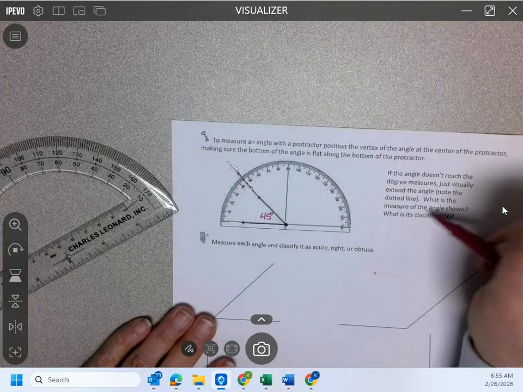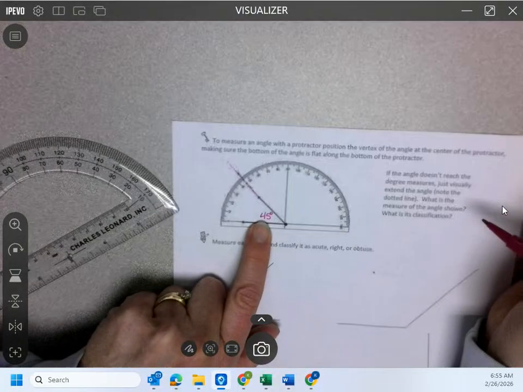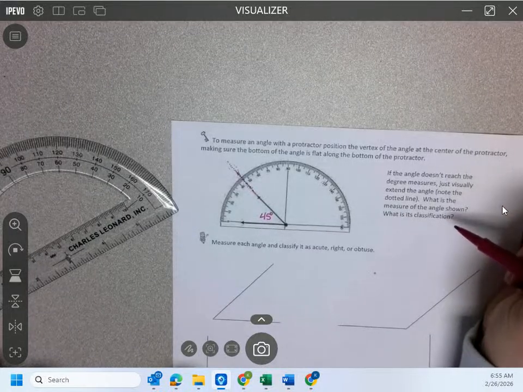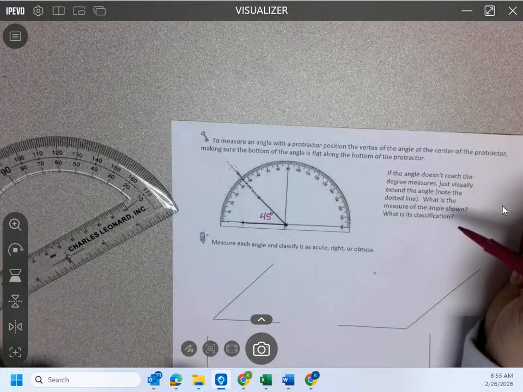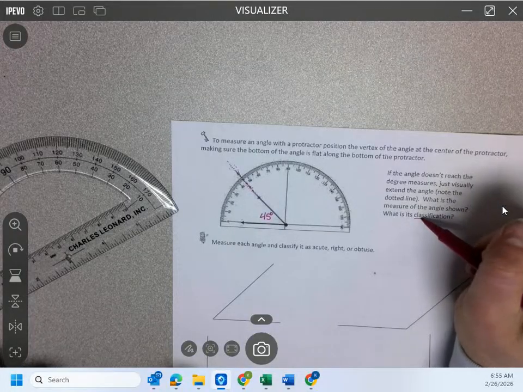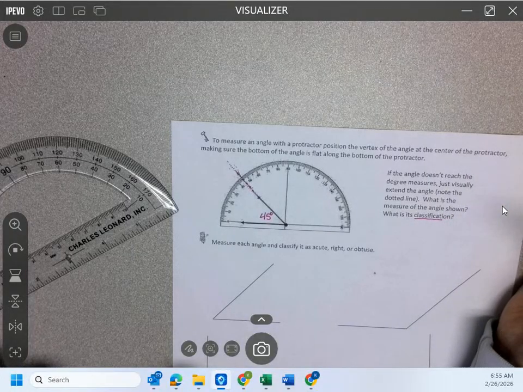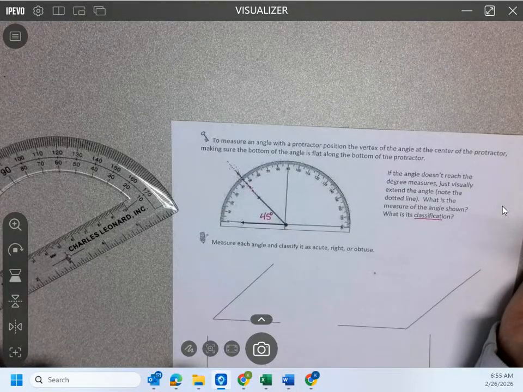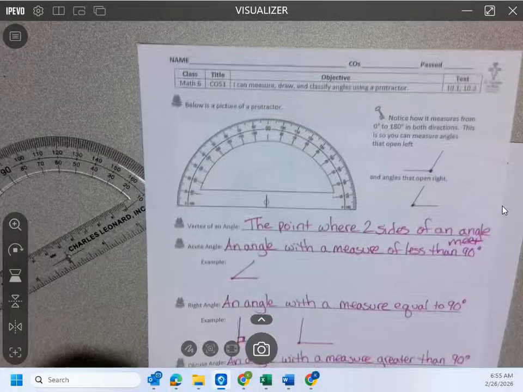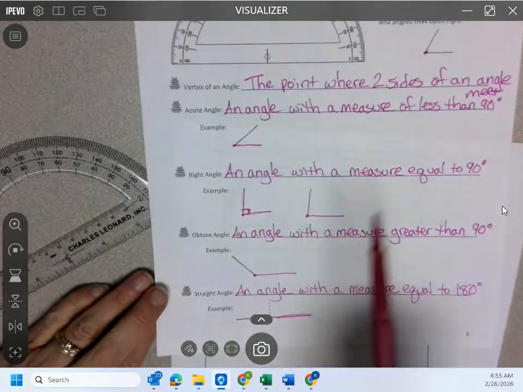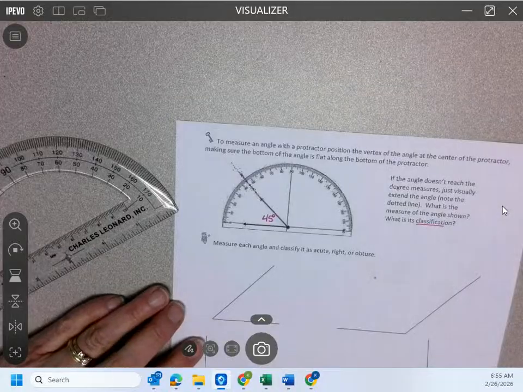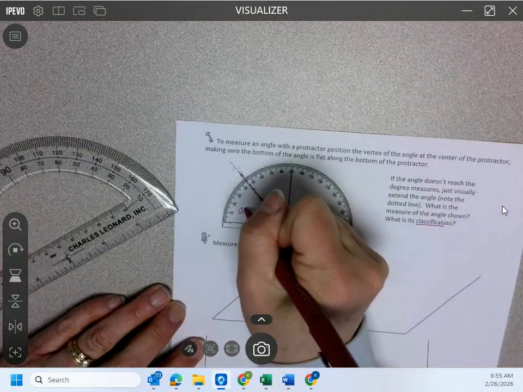What is the measure of the angle shown? We just saw the 45 degrees. Then it says, what is its classification? Now be careful with this because on the test, it will say, do the angle measure and classify it. So you have to write, is it an acute angle, a right angle, an obtuse angle, or a straight angle? So if we look back at those angle definitions, I know if it's less than 90 degrees, it's an acute angle. So I would write acute.